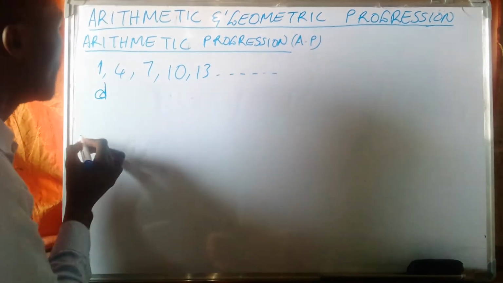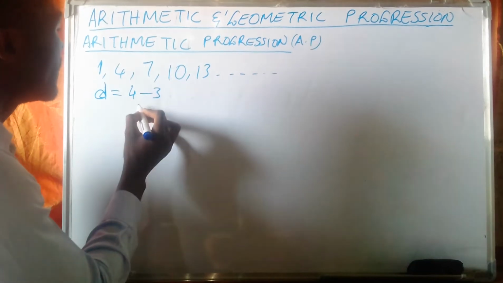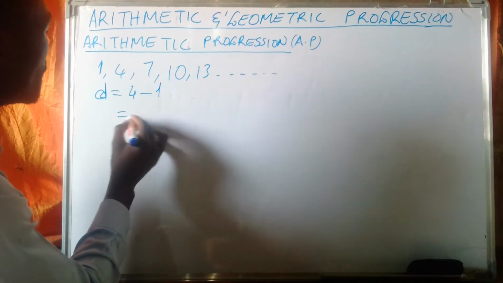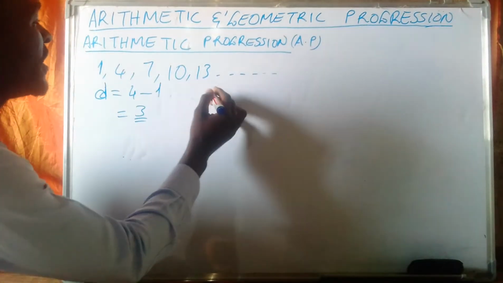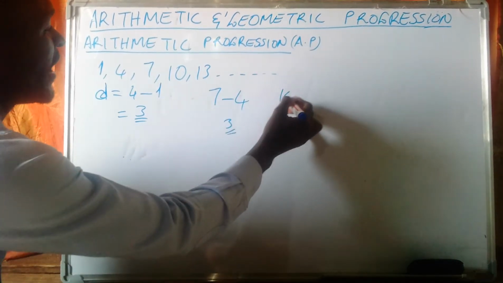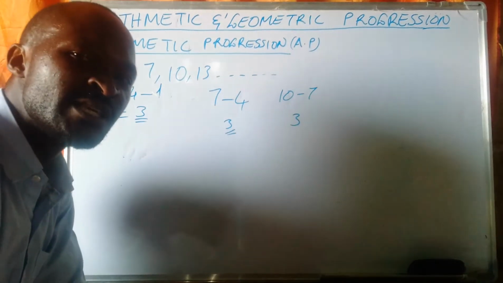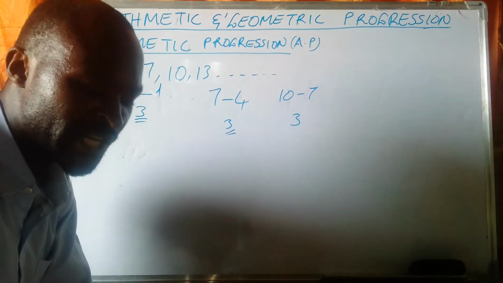So D is equal to 4 minus 1, which gives you 3. So the common difference is 3. Either you prove it with 7 minus 4, you still have 3. Or you take 10 minus 7, you still get 3. Therefore, this is the way we know that this is an arithmetic progression.